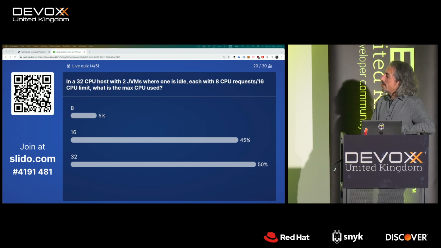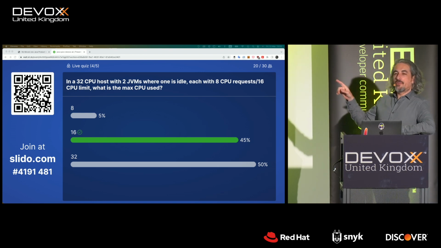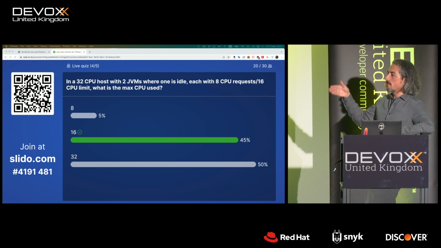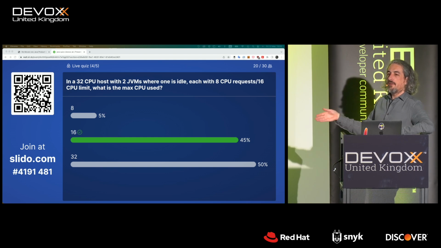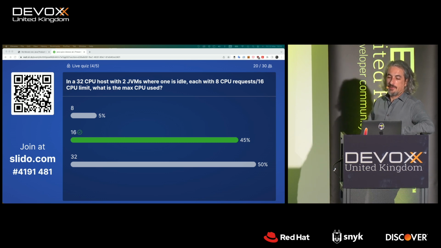And the answer is 16. When you are setting limits on the CPU side, you are saying, well, not that you're forcing, but you are artificially saying the container cannot use more than that number, even if there's CPU time available on the node. You're saying, I don't want you to ever go over 16 CPUs.